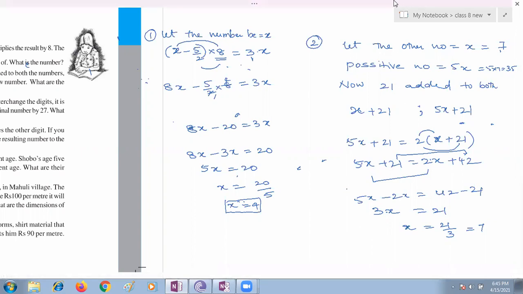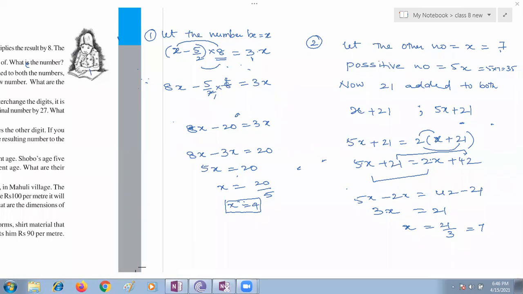Twice means which number are you supposed to multiply? Ma'am, you have to multiply with 2. So 2x plus 2 into 21 is nothing but 42.